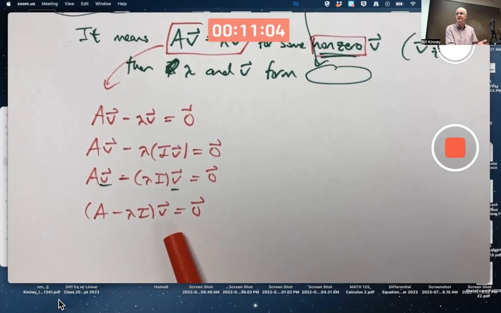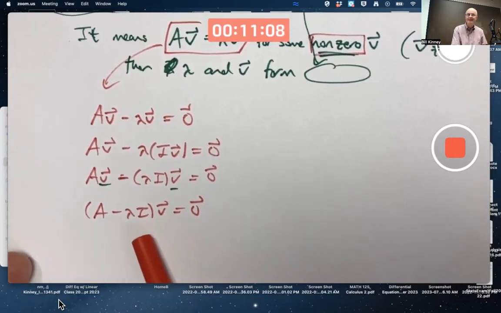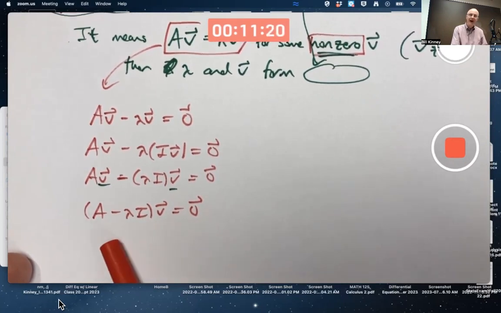Certainly the trivial solution works. No matter what your matrix A is and what lambda is, v equals 0 will be a trivial solution to this because it's a homogeneous equation. But we're after non-trivial solutions. So we need this matrix to be non-invertible. So we need its determinant to equal 0. That's why.